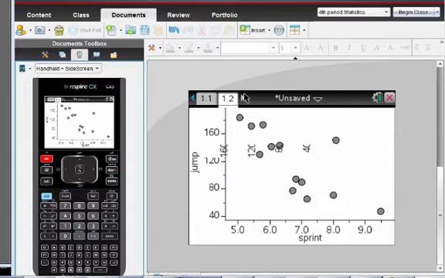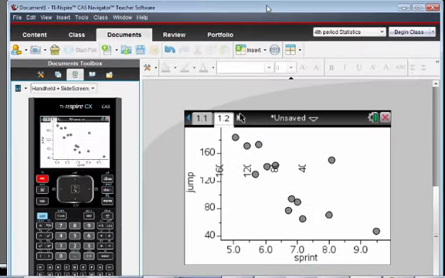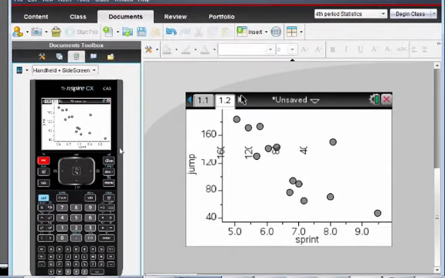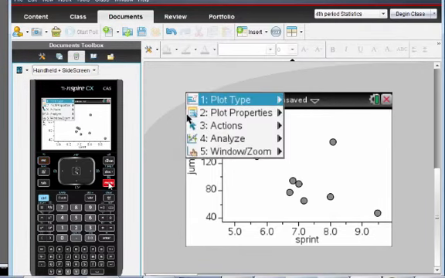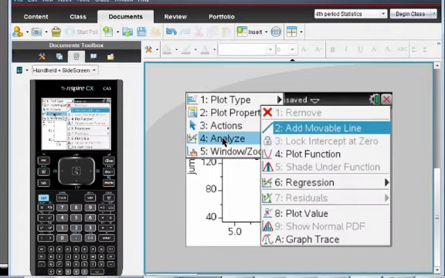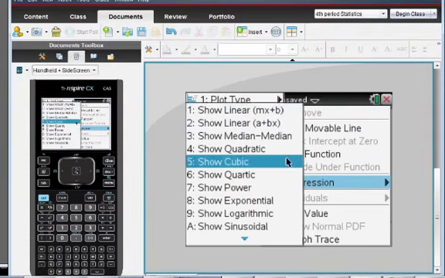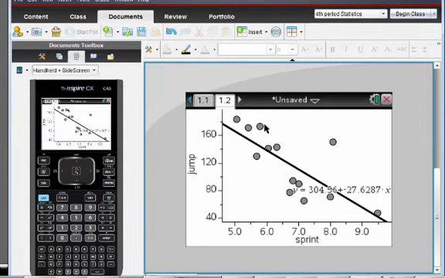If I want to calculate the equation of the least squares regression line using technology, I'm going to go to Menu, Analyze, Regression, and we want a plus bx. And there's our line, and there is our equation.